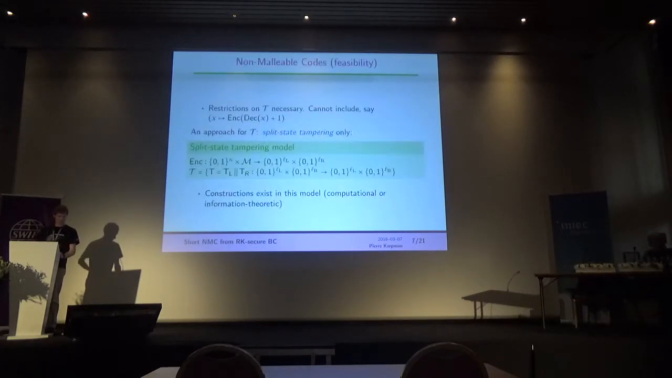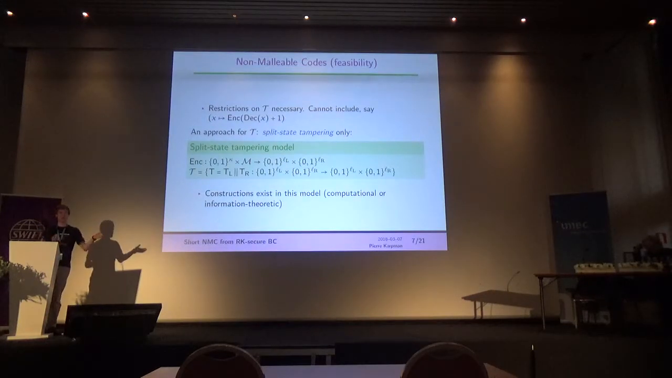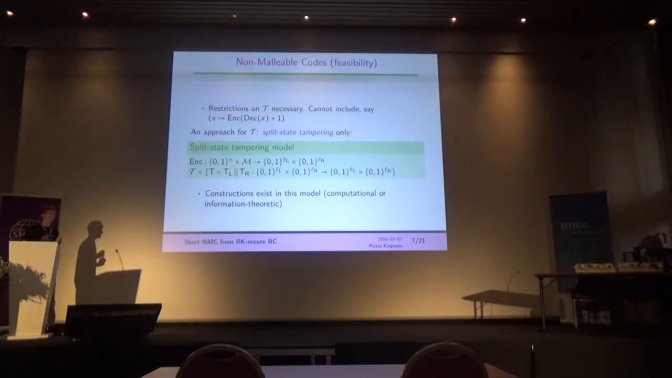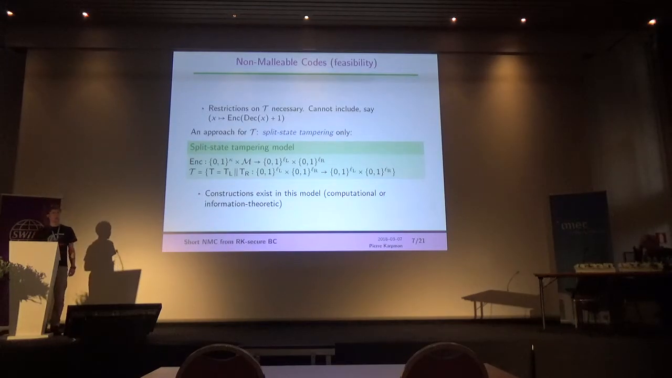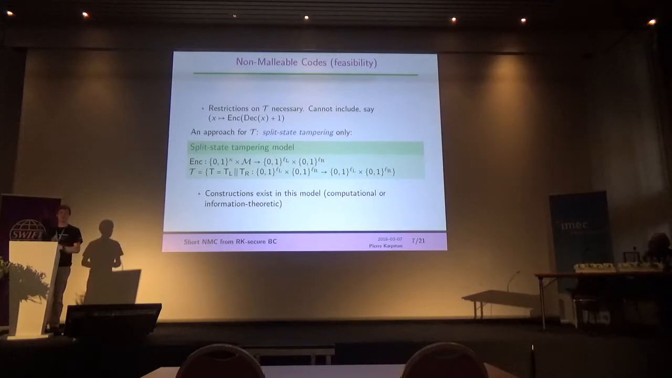Okay, so before presenting the construction, I'll just say a few more words on NMCs. The first is that the tampering functions allowed by the adversary, we actually need to put some restriction on them. Otherwise, consider, for instance, this function that just takes a code word, decodes it, adds 1, and encodes it again. Then when you decode, you get as a result the original message plus 1.